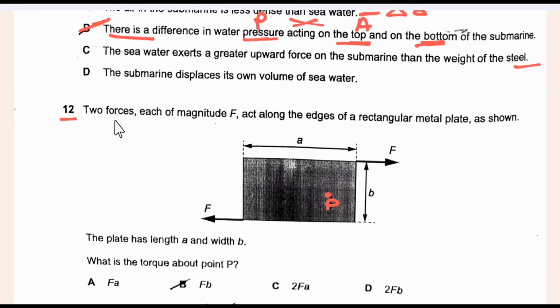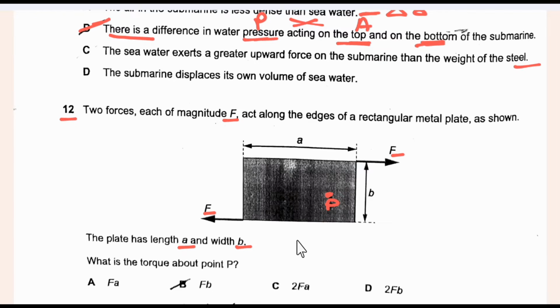In question number 12, two forces each of magnitude F, this force and this force, act along the edge of the rectangular metal plate as shown. The plate has a length A and width B. What is the torque about point P?